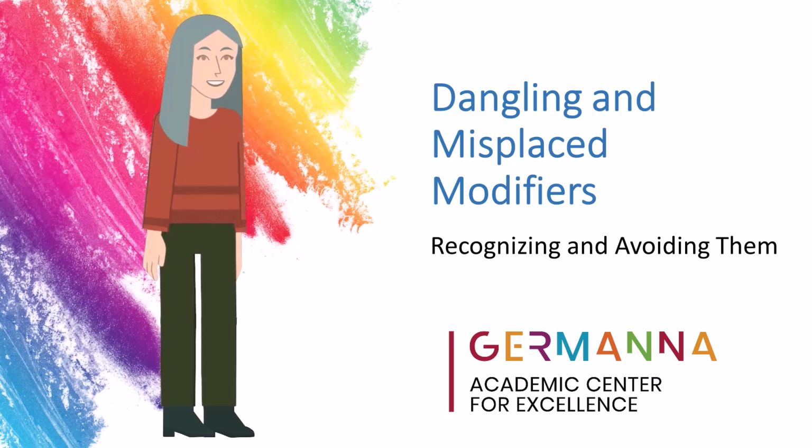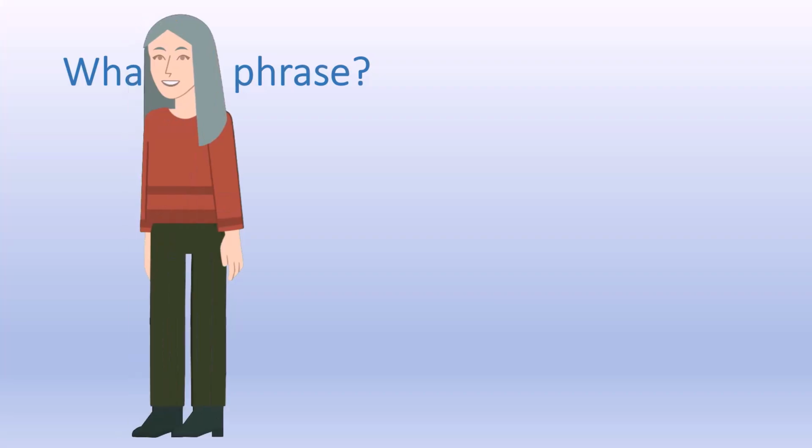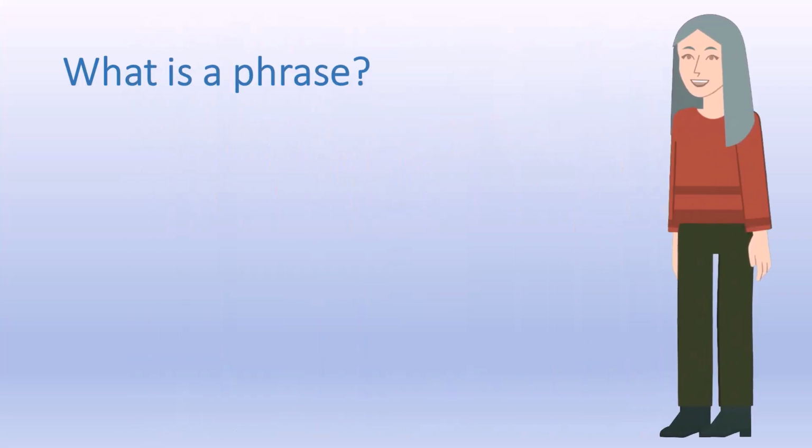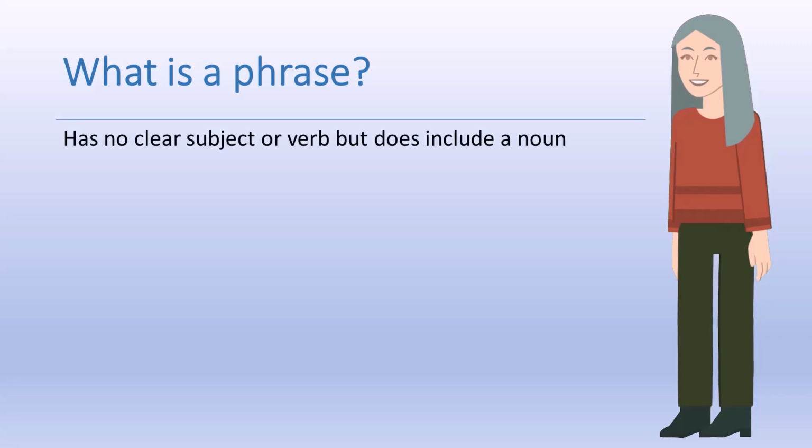Let's talk about dangling and misplaced modifiers and how to recognize and avoid them. In academic writing, we cannot always write the way we speak, and when we do, that's when dangling and misplaced modifiers often occur. To understand how to use them, we first need to make sure we know what a phrase is. A phrase includes a noun, but it may not have a clear subject or verb.